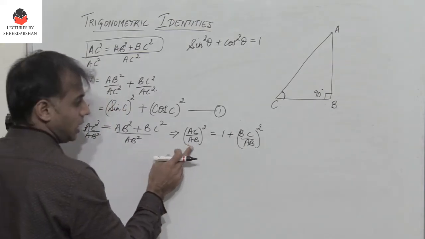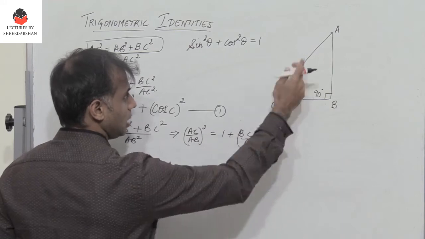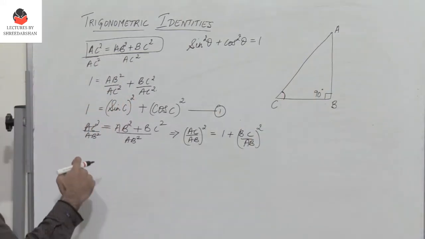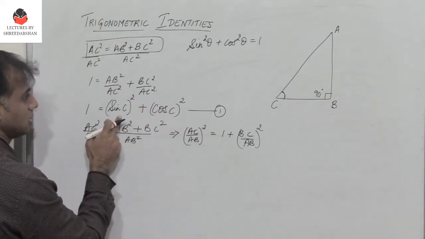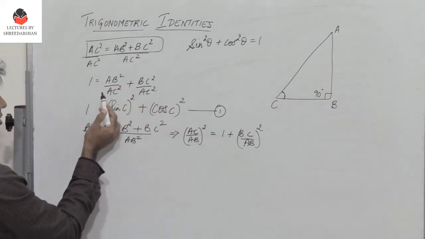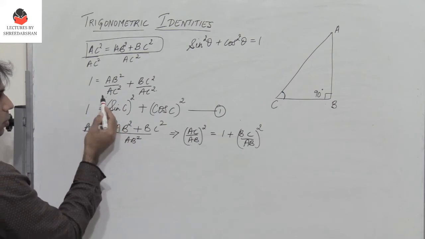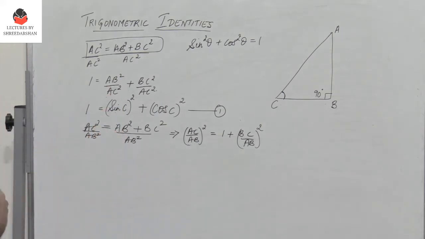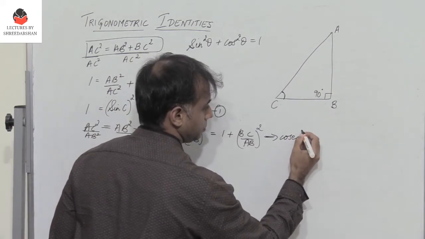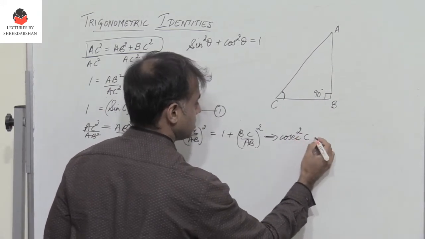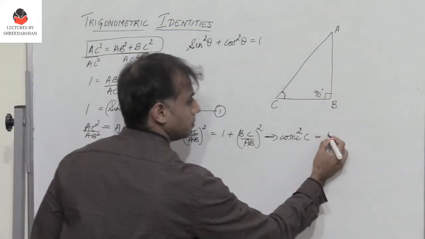Now what is AC by AB? AC is the hypotenuse and AB is the opposite side. So we know that opposite side by hypotenuse is sine. That is what we have seen here, isn't it? AB by AC is sine. What is AC by AB? It is the reciprocal, so it is cosecant square. So cosecant square C equals 1 plus.